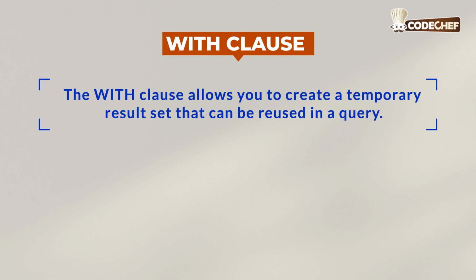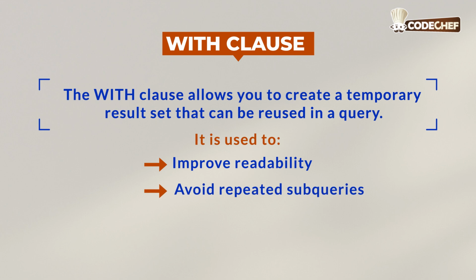It does not make any change in the actual data set, but is just used to retrieve data in a particular format. Now the main difference between with clause and joins is that queries with clause are much simpler in comparison to joins. Now let's see what are the uses of with clause. First, it improves readability. Then it is used to avoid repeated subqueries and it makes debugging easier.